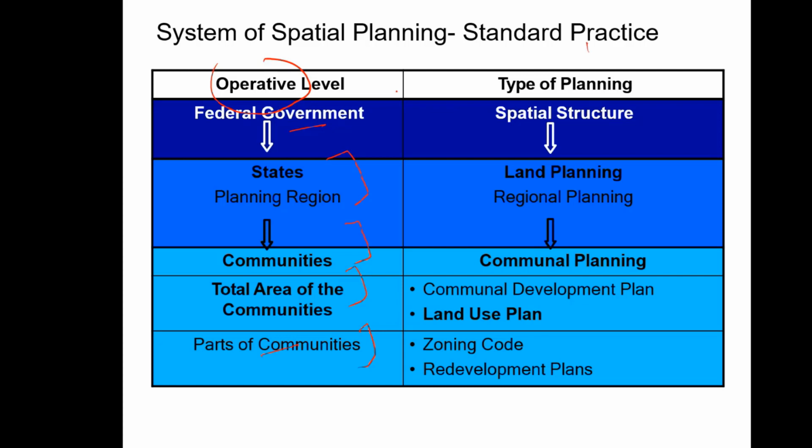But when we try to understand planning, of course, the federal level is always here because it's the state's supreme authority. Under that, we have spatial planning, and then we have regional planning, and then we have communal planning, and then we have land use planning. Okay.